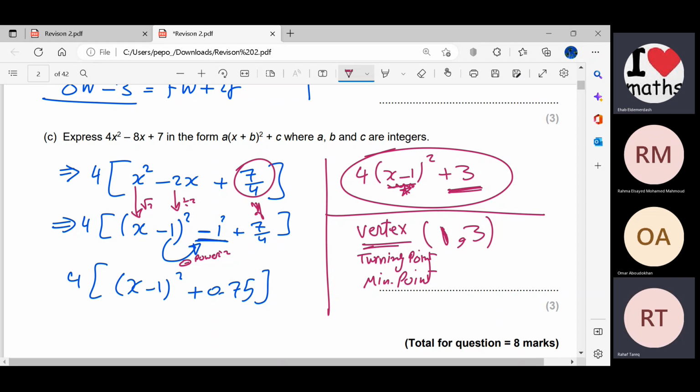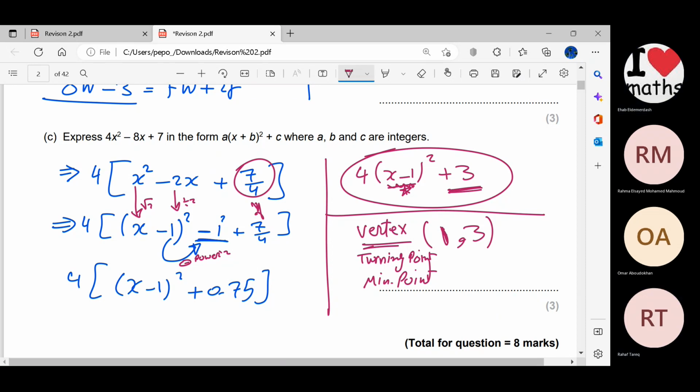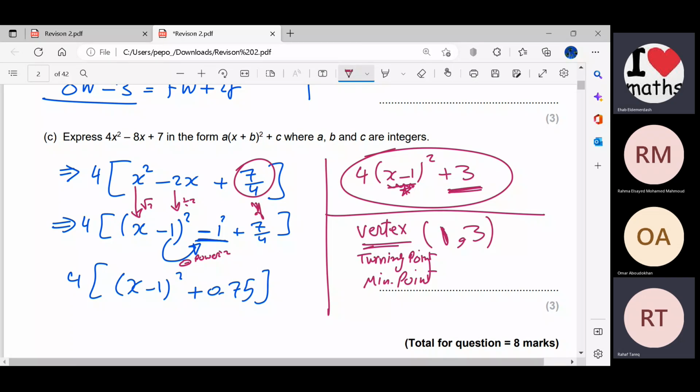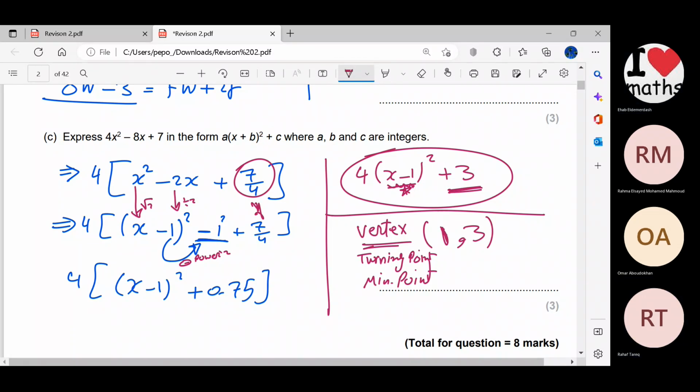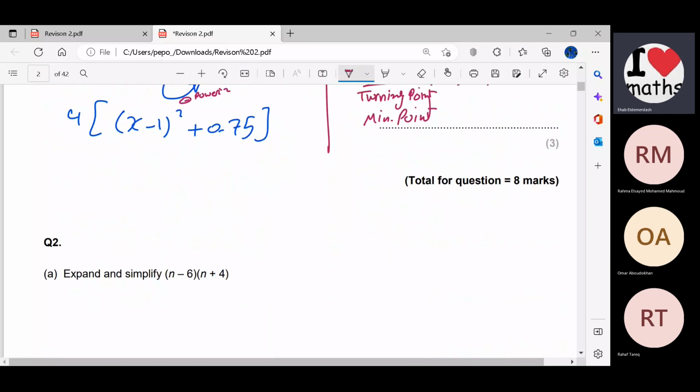But so far, again, what if completing the square has a decimal? Tell me, Rahaf. What if it is a decimal? Of course, no problem. We don't have a problem with that. Okay, so that was completing the square.